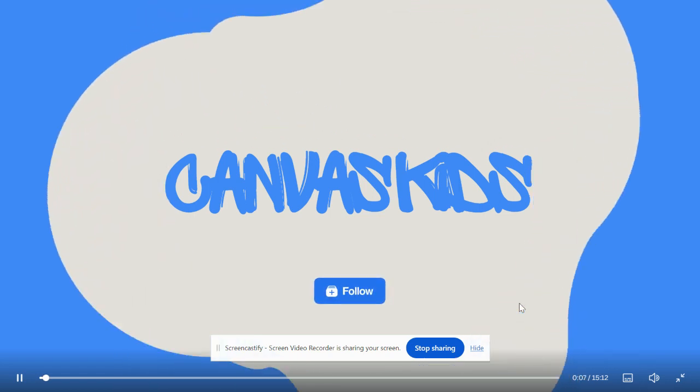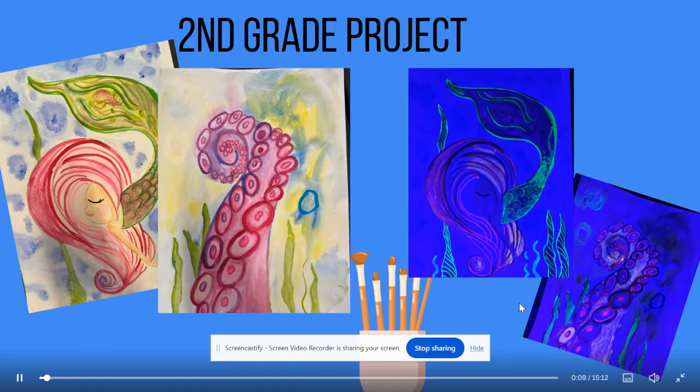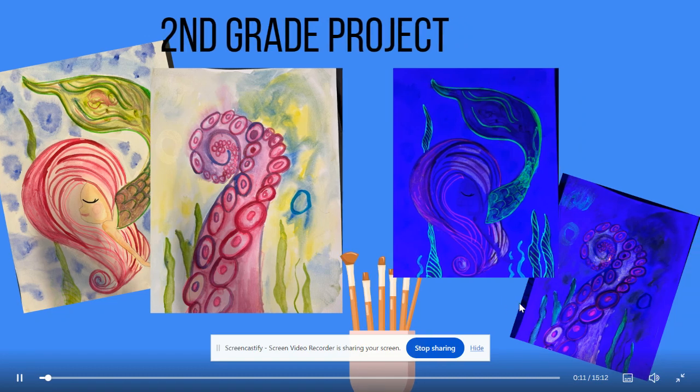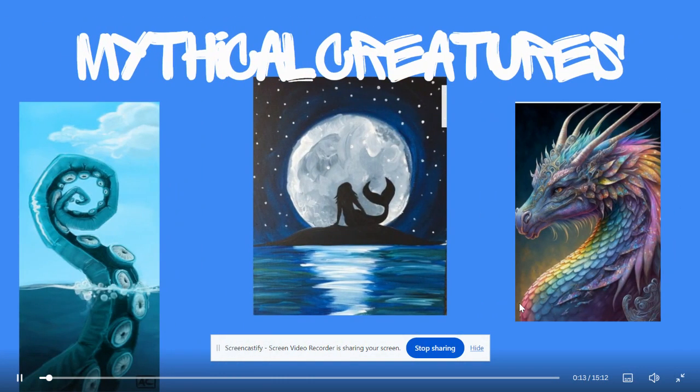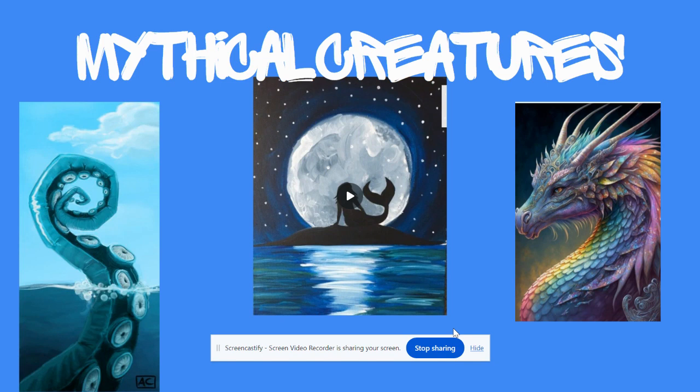Hi, everybody. Welcome back. We are going to be talking about the second grade project. And our second grade project has to do with mystical creatures. And what are mystical or mythical creatures? Well, here we have the example of a dragon, we have a kraken, and then we have a mermaid.